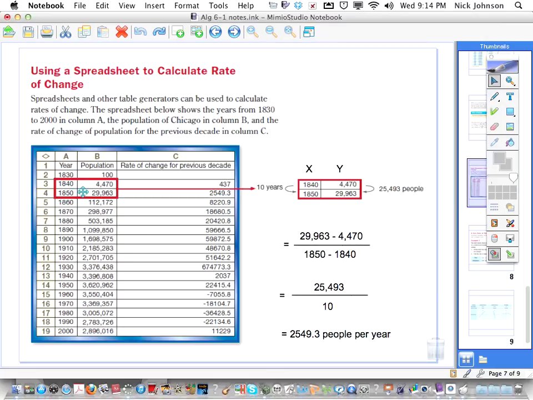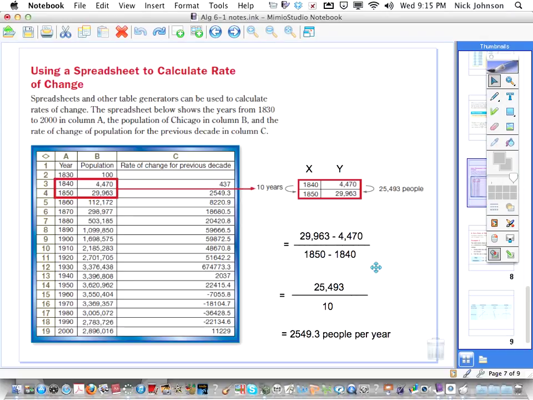Calculating rate of change on a spreadsheet. Similar process. You have your x values here. You have your y values here. This is my years. This was my population once again. Here's your years. Here's your population. X values, y values. As you can see, I put over here. Same process. Change in y values divided by the change in x values.